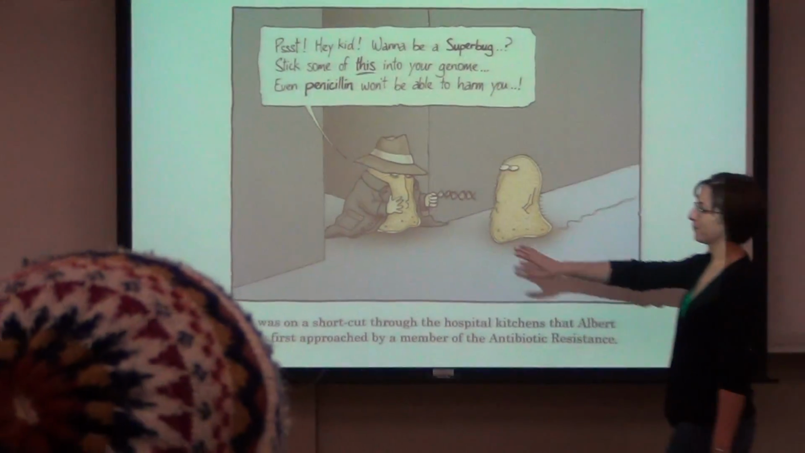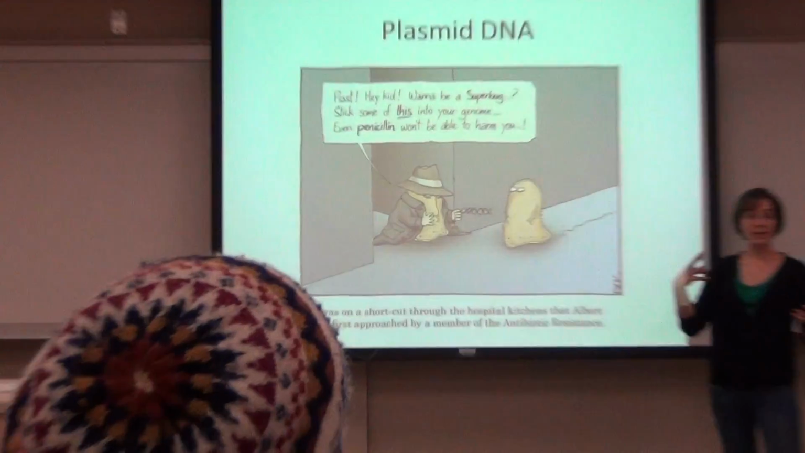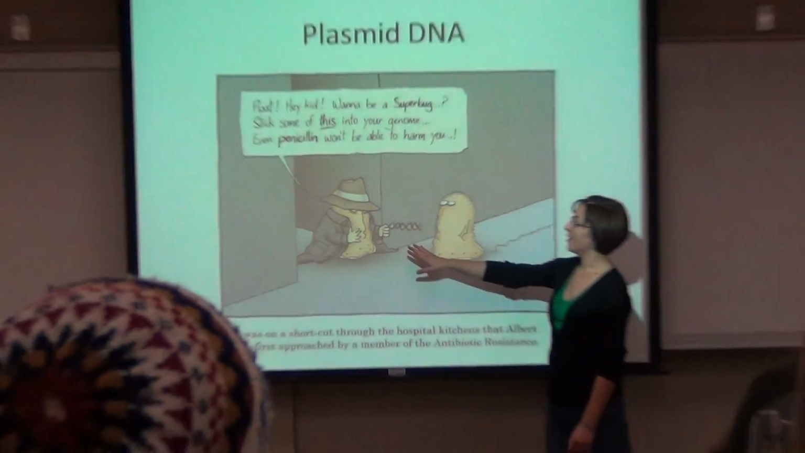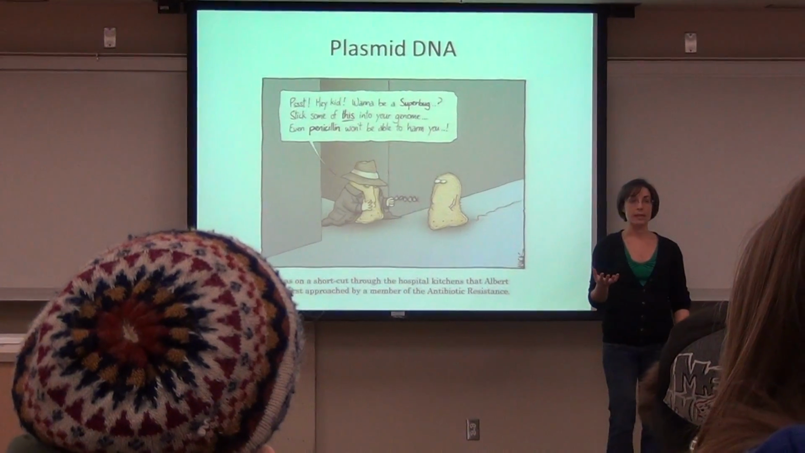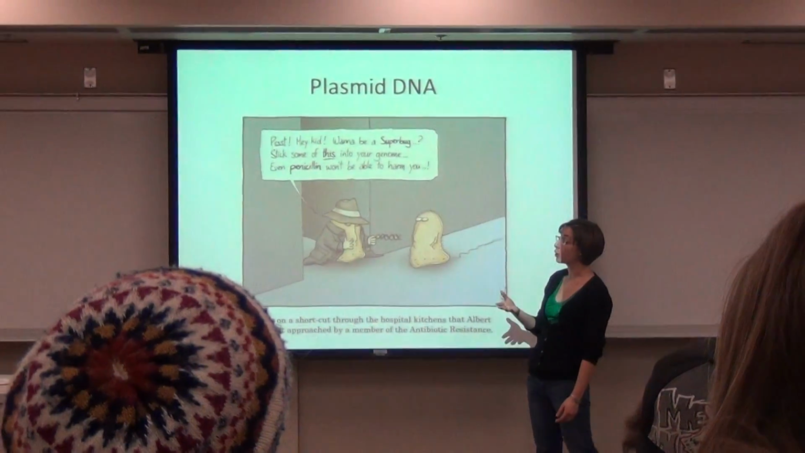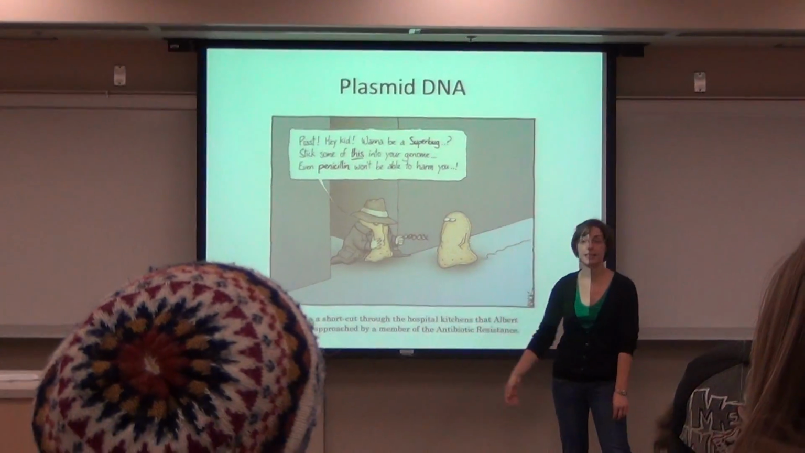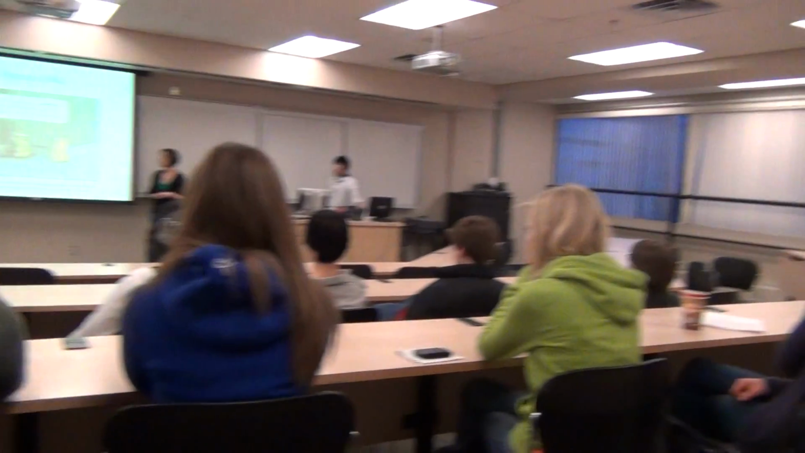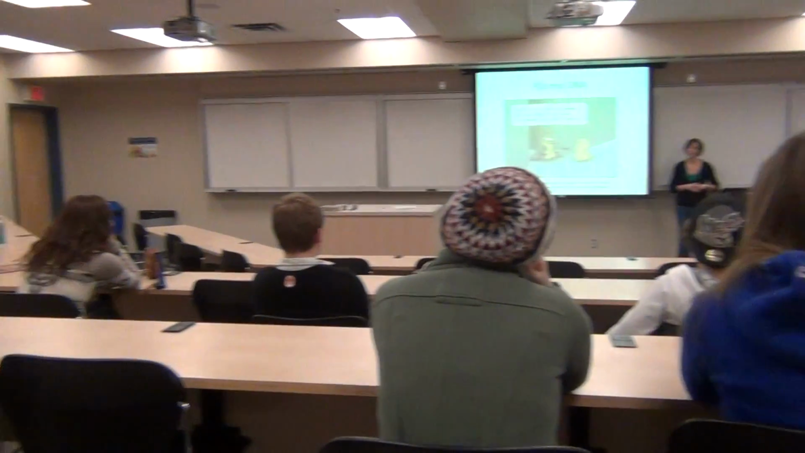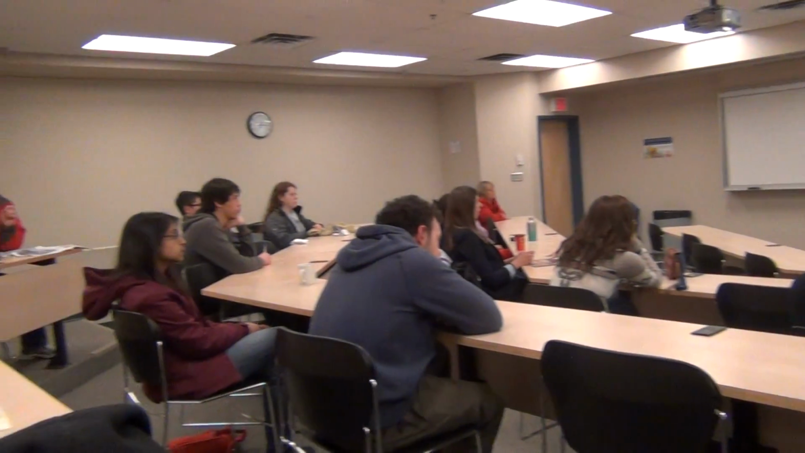So basically, bacteria can share pieces of DNA. If this bacteria has a plasmid with the gene for antibiotic resistance to penicillin in this case, it can transfer that DNA to another cell, and that cell will then also have resistance to penicillin. So that's kind of a cute comic. Maybe it makes a little more sense.